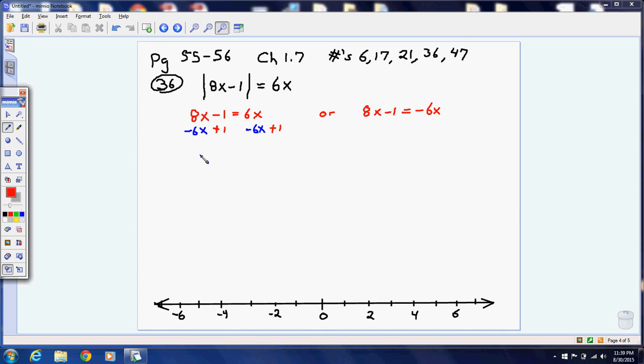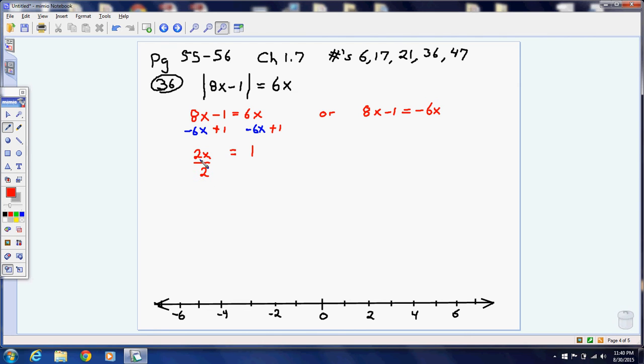All right, let's see what that gives us. 8x minus the 6x gives us 2x. The 1's cancel out. That's why we did it, to give us 0. 6x minus 6x cancels out to give us 0 equals 1. 0 plus 1 is 1.